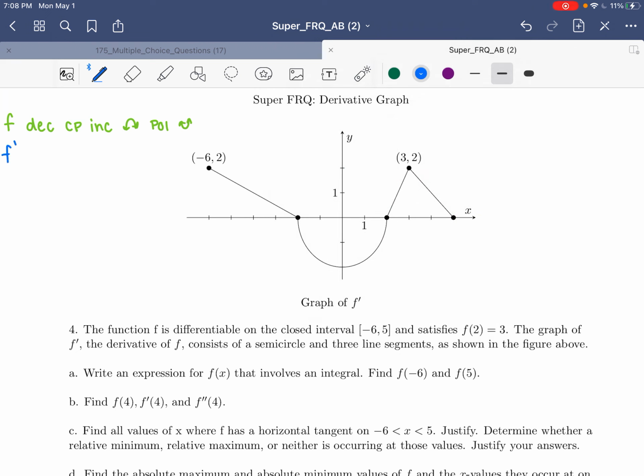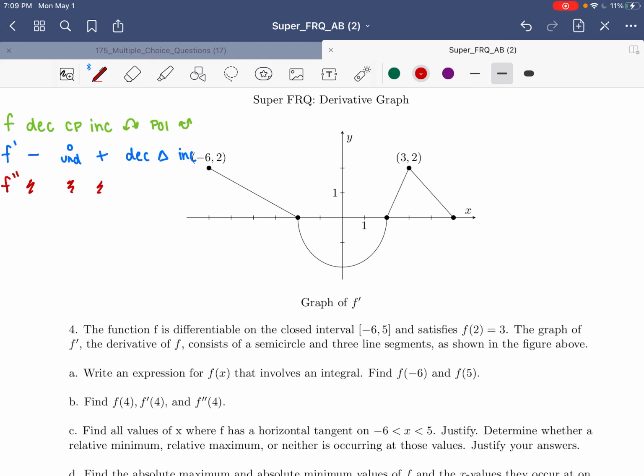Then I have F prime. When F is decreasing, that makes F prime negative. Critical point is when F prime is 0 or undefined. Increasing is when F prime is positive. Concave down is when F prime is decreasing. Point of inflection is when there's a change. Concave up is when it's increasing.